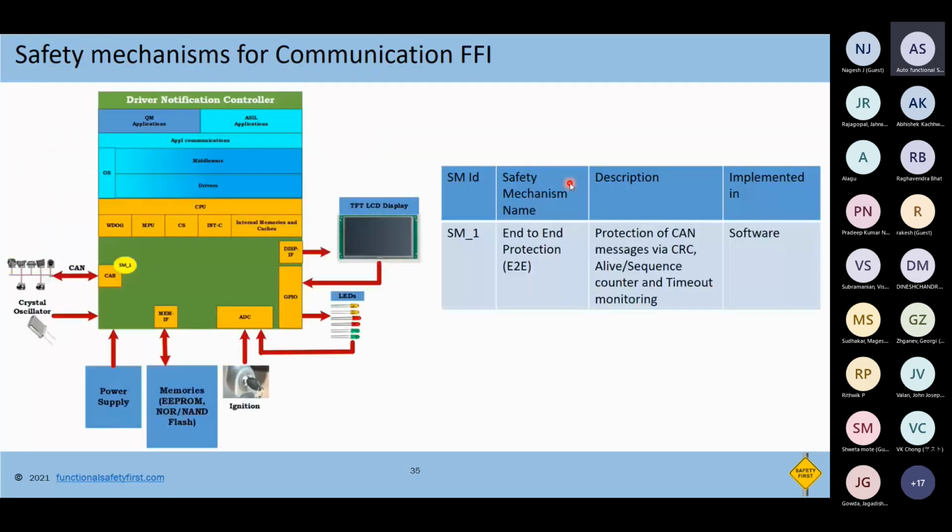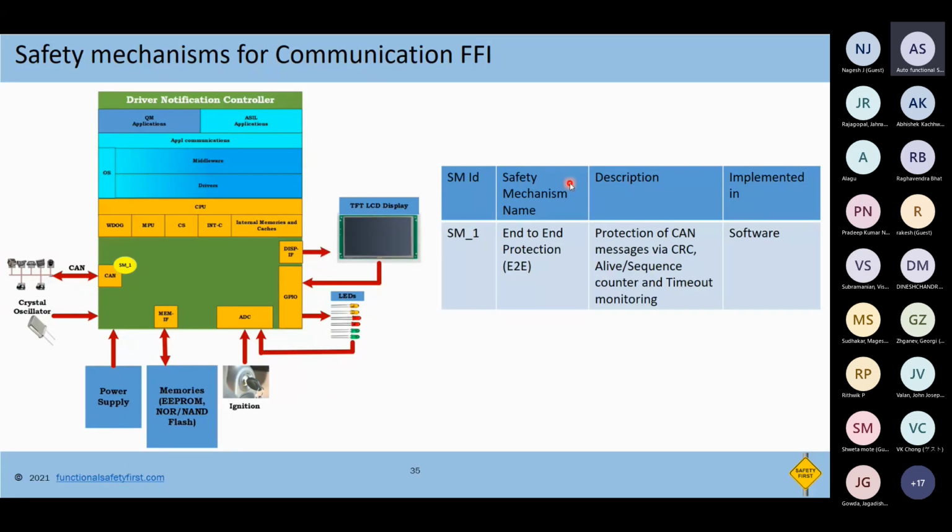Next slide, please, Sridhar. Okay, now let's come back to the same simple driver notification control system that we introduced you to. In this system, if we talk about communication FFI safety mechanisms, here the main communication channel is the CAN. For the CAN, one safety mechanism that can be introduced is the end-to-end protection safety mechanism, which is basically protecting the CAN messages using a CRC, using an alive or a sequence counter, and also timeout monitoring.